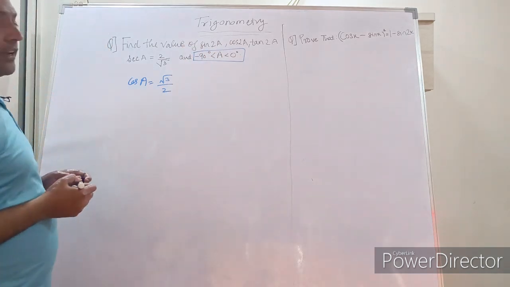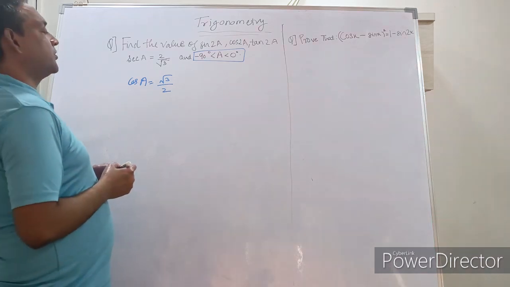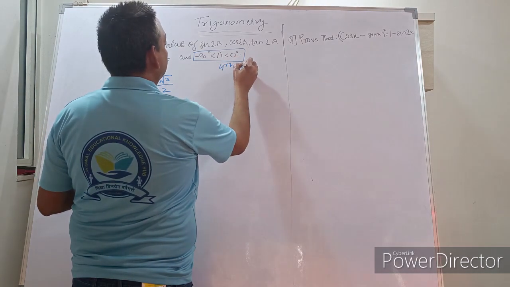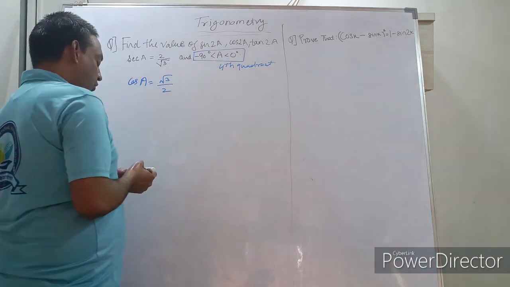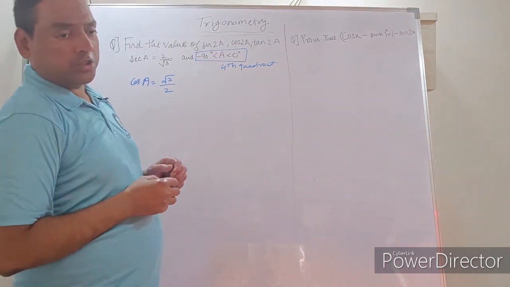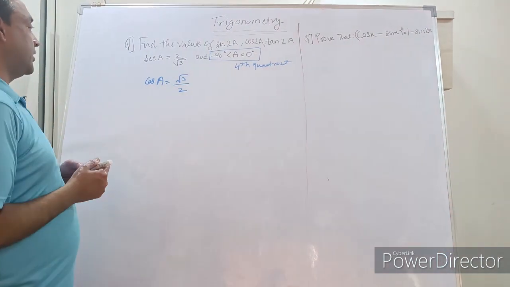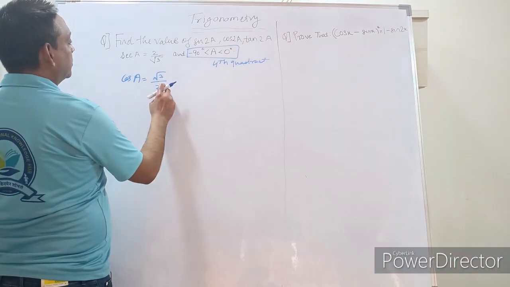The angle A is between 0 and minus 90 degrees, which is nothing but the fourth quadrant. It lies in the fourth quadrant. In the fourth quadrant, the value of cos is positive and the value of sec is positive, other everything is negative. Clear? So cos A is given as root 3 upon 2.